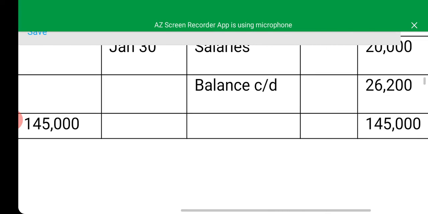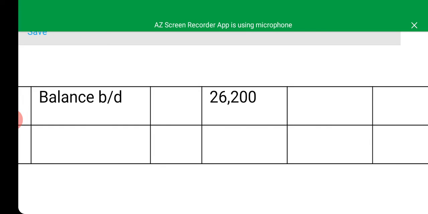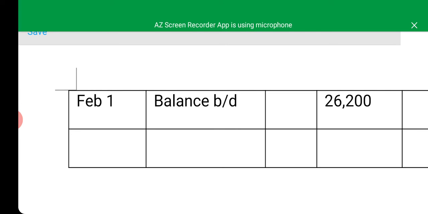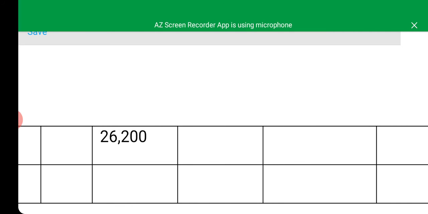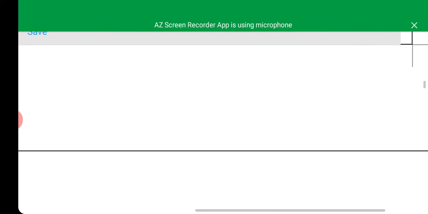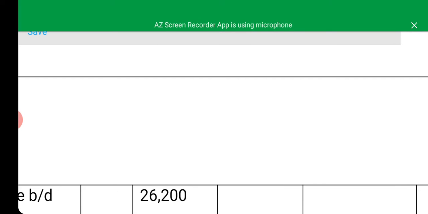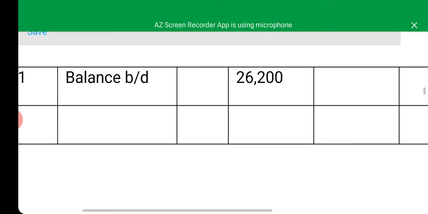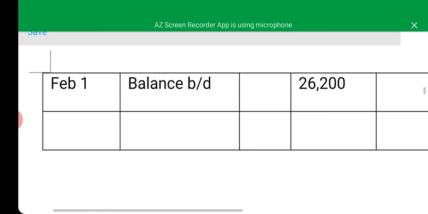So the balance carried down of every month becomes the balance brought down of the following month. So by the month of February, the balance brought down will be 26,200, which is our balance carried down from the month of January. So far so good. This is how the posting in the cash book will be done. But it does not stop here.